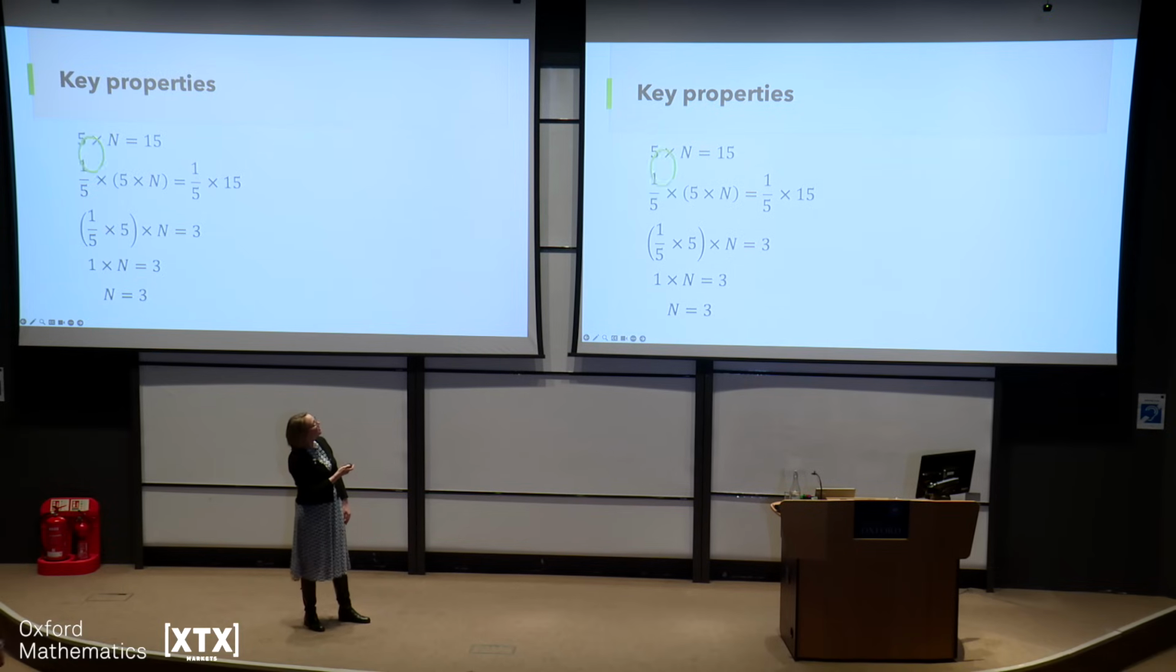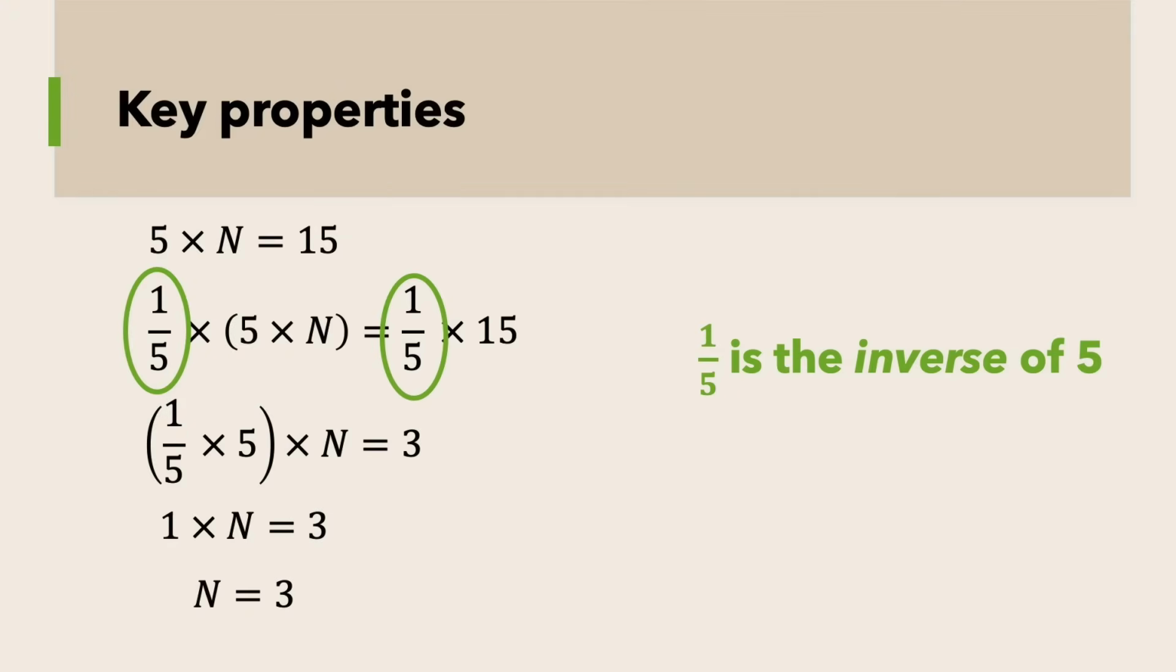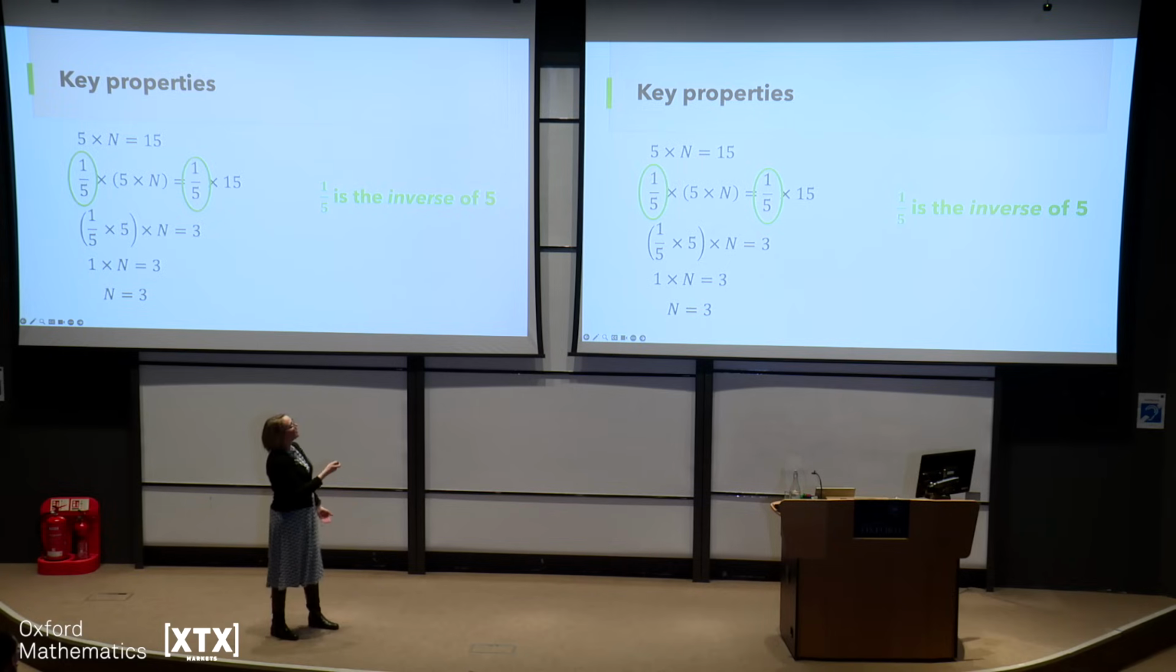So what's the next property I need? As long as the thing I'm multiplying by here, so 5 is the thing we want to get rid of because we're trying to solve for n. As long as 5 isn't 0, which it's not, I can find an inverse in the world of fractions. And if the number I was multiplying by here were 0, then this equation would never be true. So we throw out 0. But any other rational number has an inverse under multiplication. So that's why we chose 1/5.